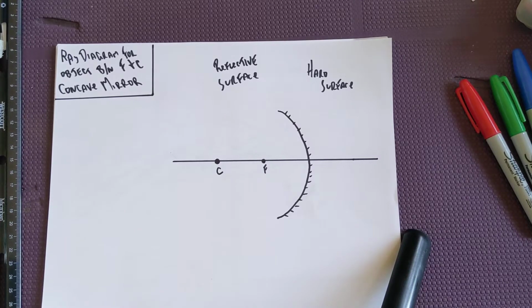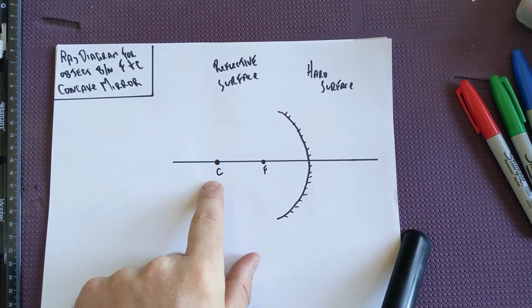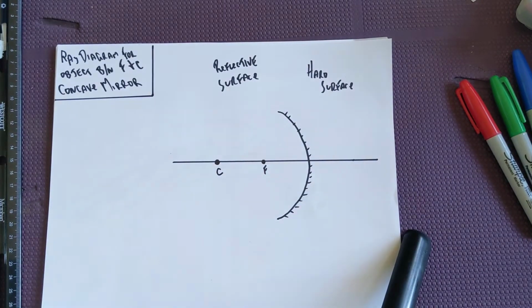Ray diagram for an object between F and C on a concave mirror.